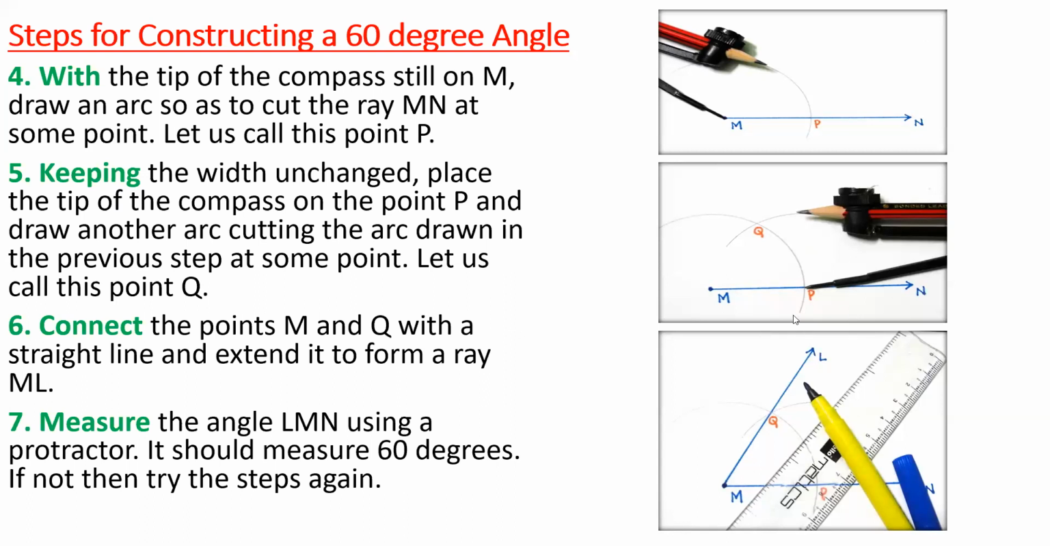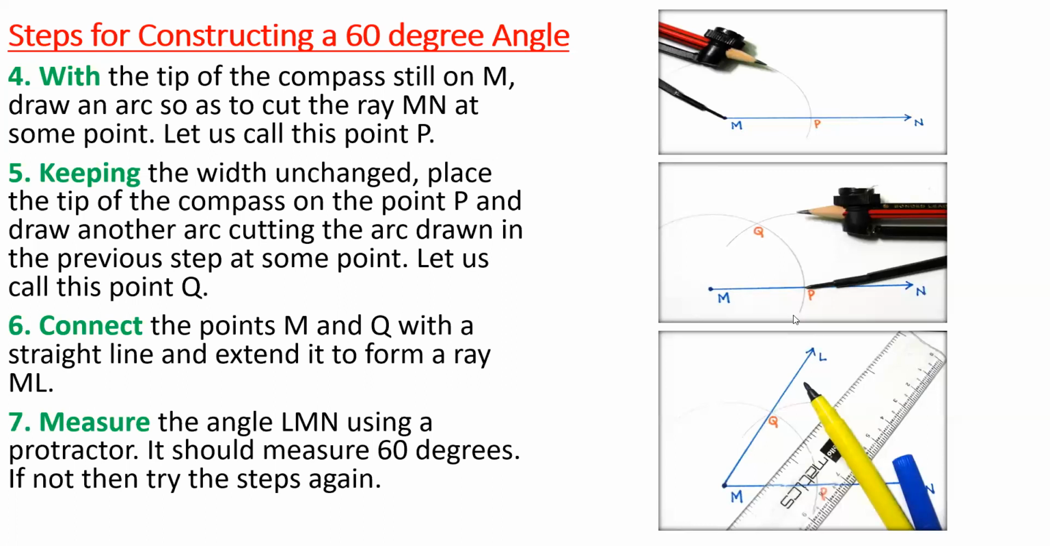cutting the arc drawn in the previous step at some point. Let us call this point Q. Number 6, connect the points M and Q with a straight line and extend it to form a ray ML. Number 7, measure the angle LMN using a protractor. It should measure 60 degrees. If not, then try the steps again.